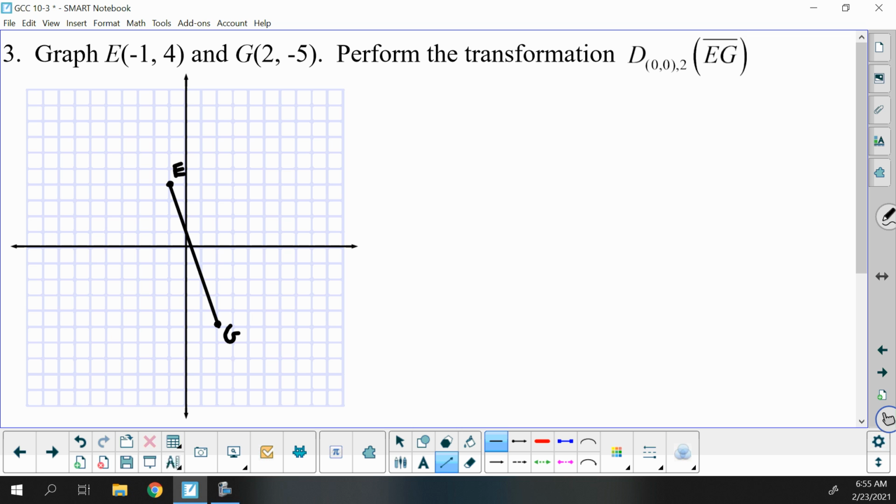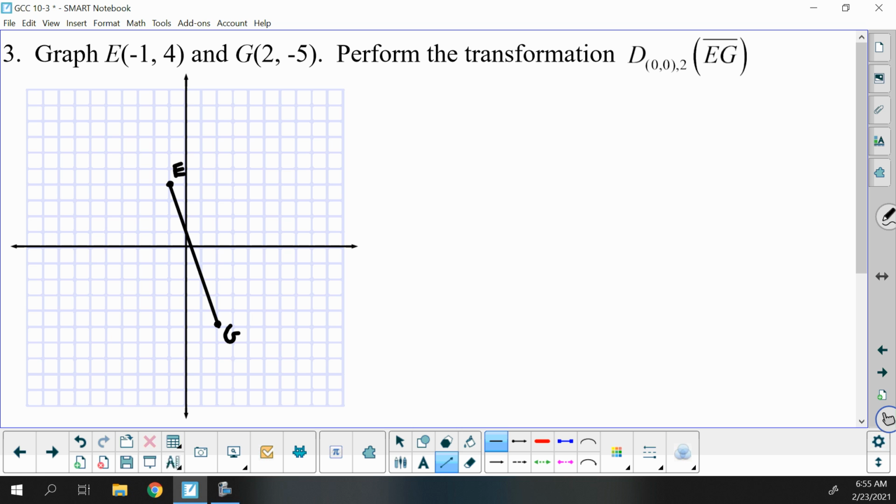Now we are going to dilate centered at the origin with a scale factor of 2. So let's predict what we should notice before we even do the dilation. Notice when we drew with our straight edge, it was close, but 0, 0 is not on our original line. So if the center of dilation is not on the original line, when we dilate, we should get a parallel line. So that's what we should notice here. We should get a line that's parallel.